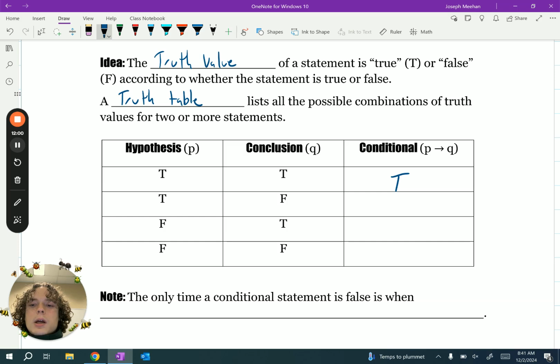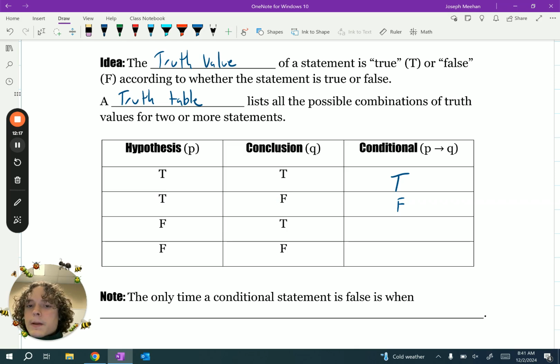For the second line, it says hypothesis is true, conclusion is false. This means the conditional is false. So if the hypothesis is true and the conclusion is false, that means the conditional itself is false. So if P, then Q is false.